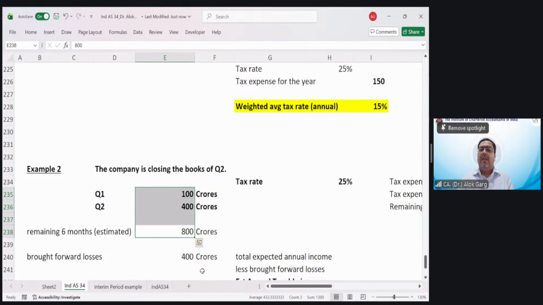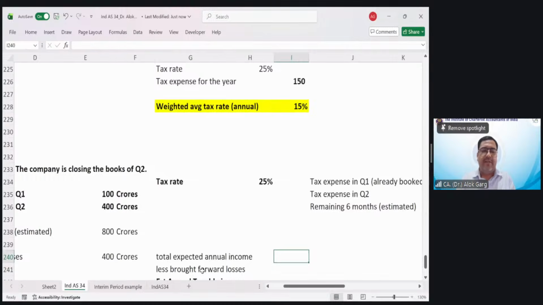Okay. So my 500 crore is my actual profit. 800 crore is my remaining estimated projected profit. My brought forward loss is 400 crore. What is my total expected annual income? 100 plus 400, right? Plus 800. Okay. This is my total expected income.